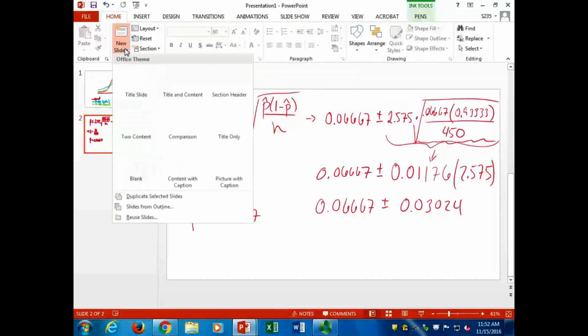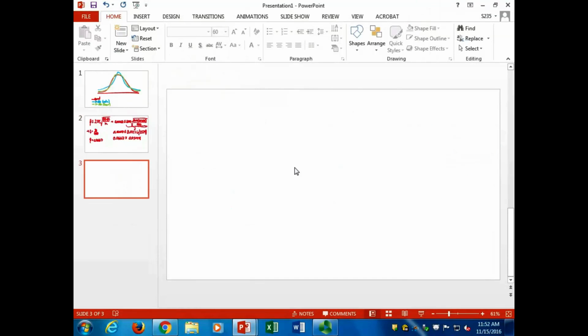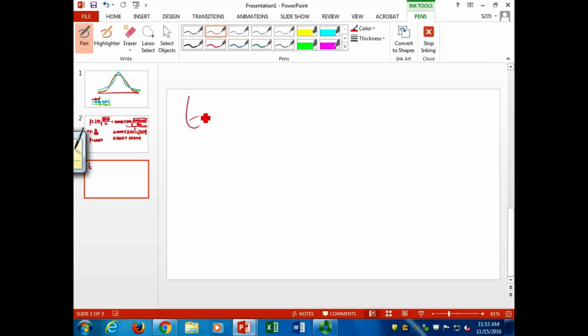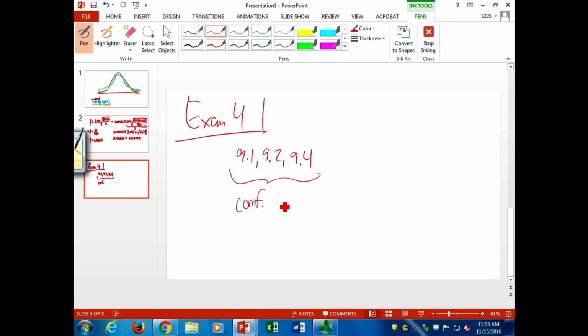So as far as the exam, I'm going to modify the content just a little bit, based on where we are. So for exam 4, we're going to cover 9.1, 9.2, and 9.4. So that was the confidence intervals. Okay, confidence intervals. And then we did confidence intervals both for p and for mu.